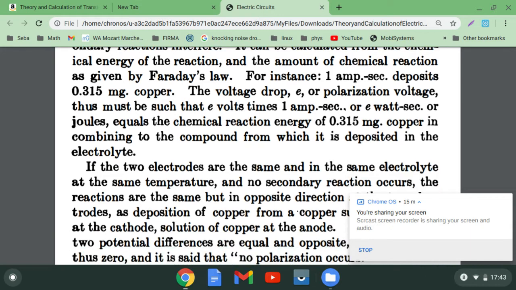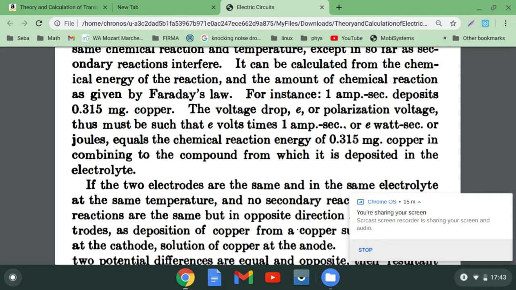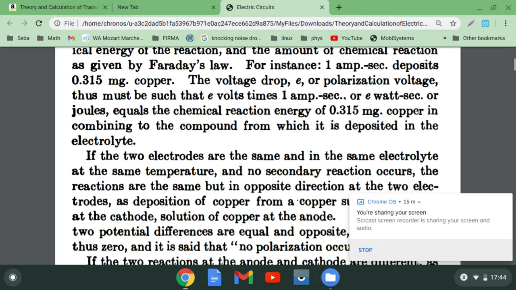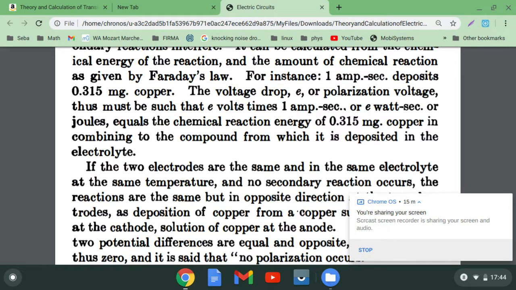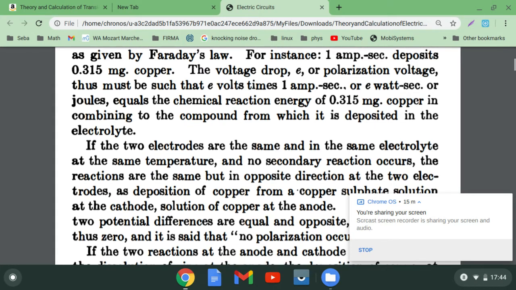For instance, 1 amp-sec deposits 0.315 milligram of copper. The voltage drop E, or polarization voltage, thus must be such that E volts times 1 amp and 1 sec, or E watts times 1 second, or E joules, equals the chemical reaction energy of 0.315 milligram copper in combining to the compound from which it is deposited in the electrolyte.